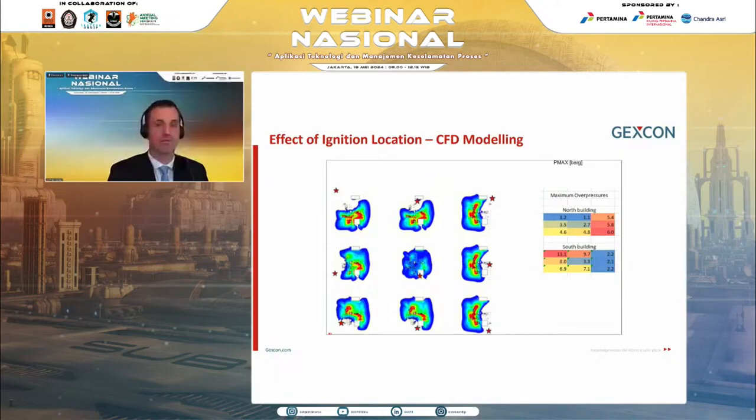Of course, it's difficult to predict the ignition location. However, we can be mindful of ignition sources on site, such as vehicle movements through one area. And this can help us, using CFD, understand their impact and assist with site layouts.